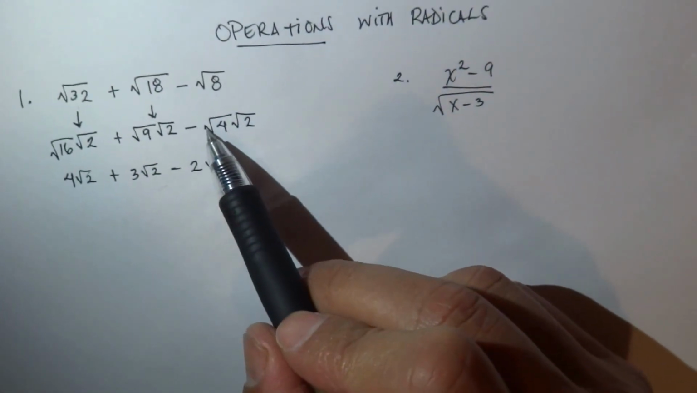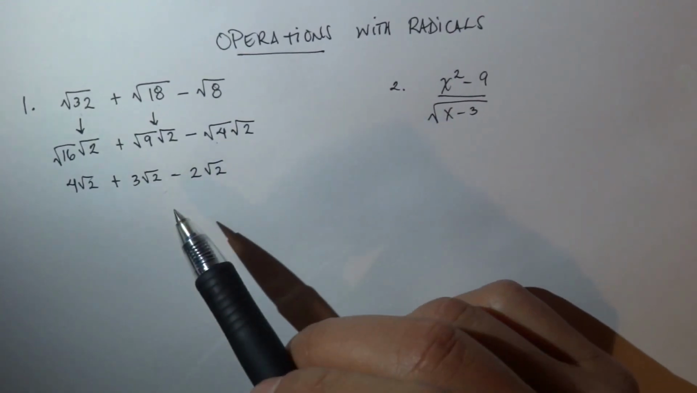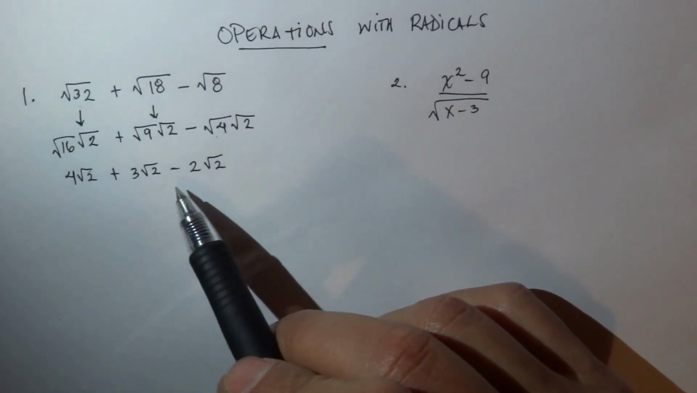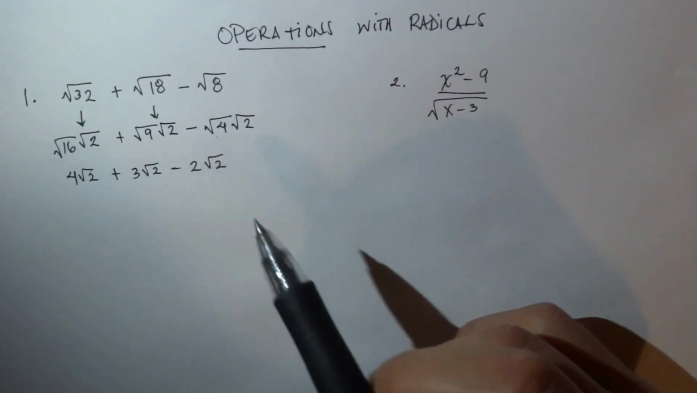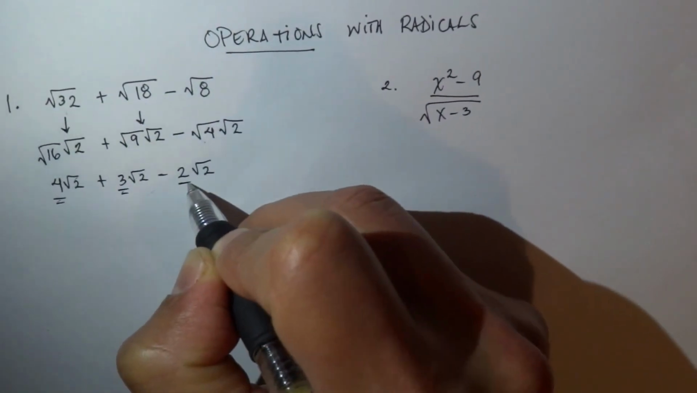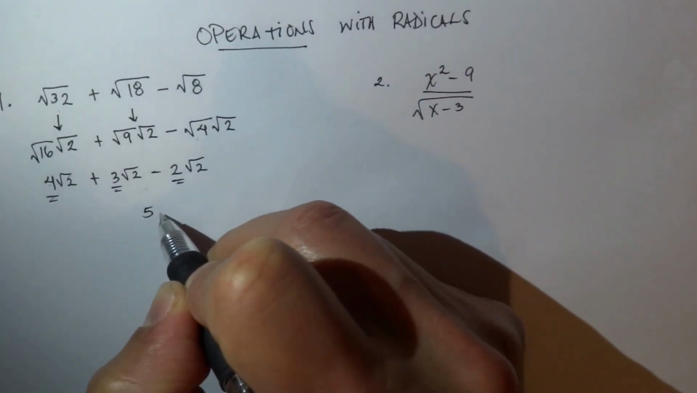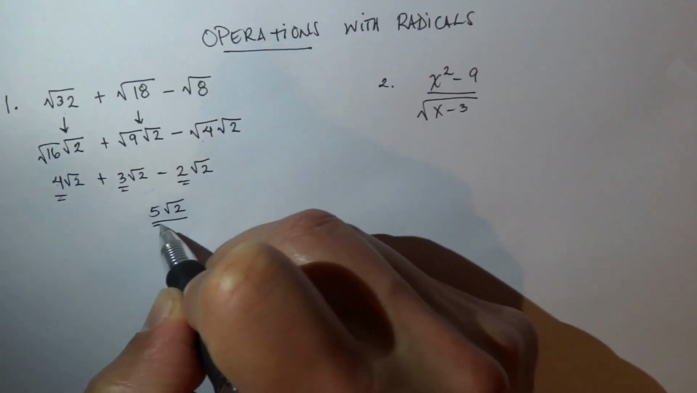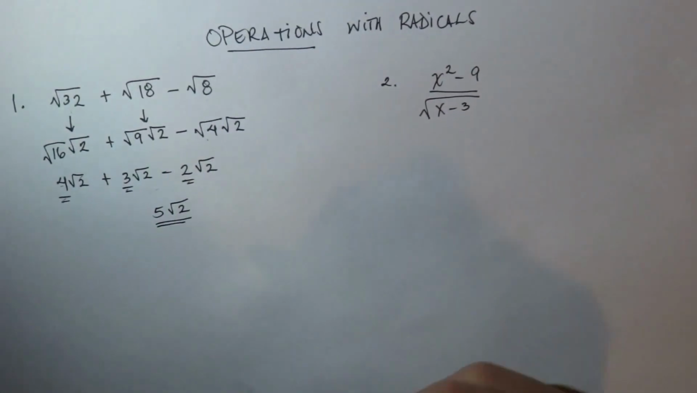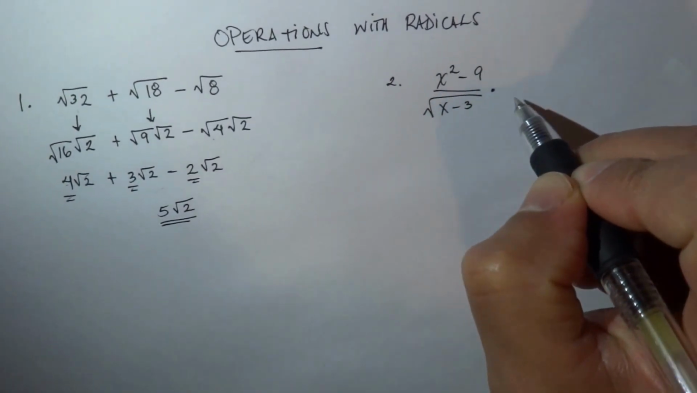Now after you take the square root, you don't need the radical sign anymore, and you just have a nice whole number. Now you can see that they all have radical 2, radical 2, radical 2. We can go ahead and add these numbers in the front. So 4 plus 3 minus 2 is going to give us 5 radical 2. And that's it.